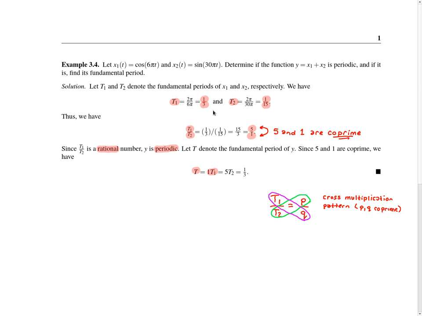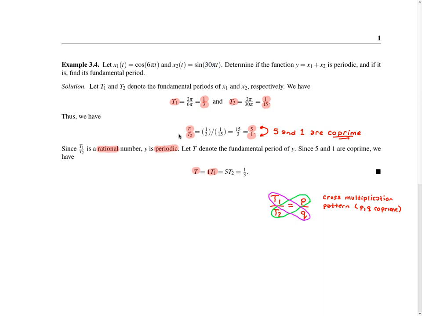And then for computing the fundamental period of the second function, it also is a real sinusoidal function. So the fundamental period is going to be 2 pi divided by the absolute value of this constant 30 pi. So 2 pi over 30 pi, which simplifies to 1/15. So now we have both of the fundamental periods.